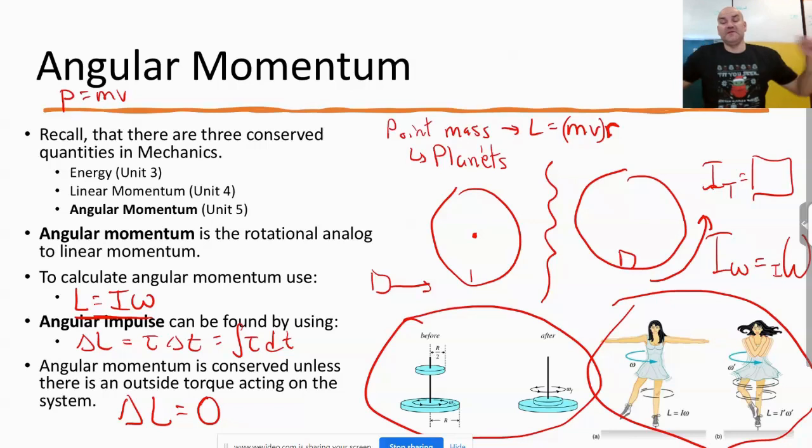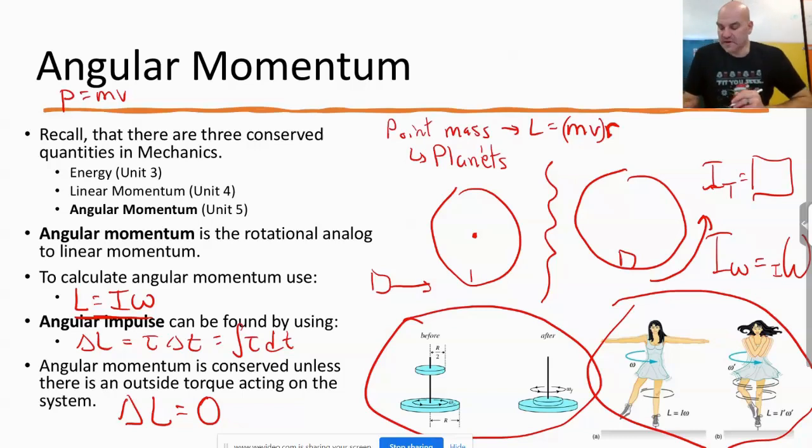And the reason why is because when you put your arms out, you're changing your distribution of your mass that's spinning away from the axis of rotation. But then when you bring it in, it's tighter to the axis of rotation.